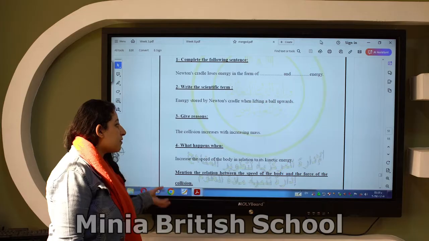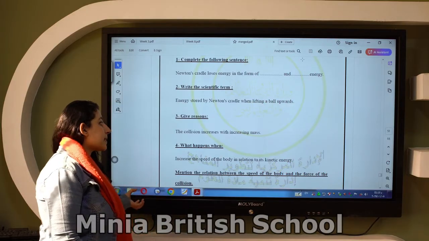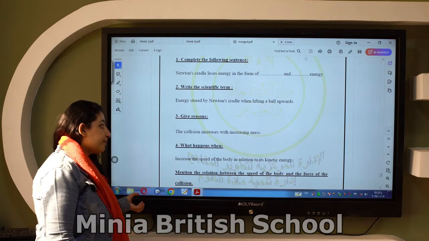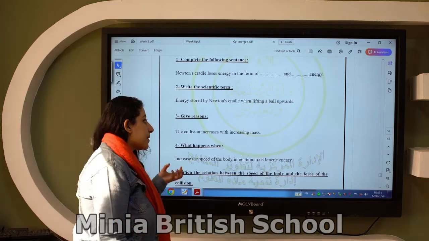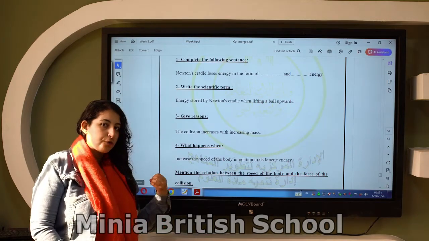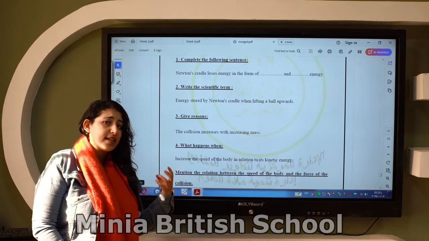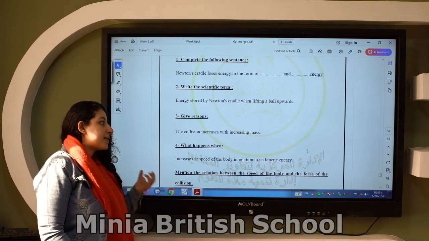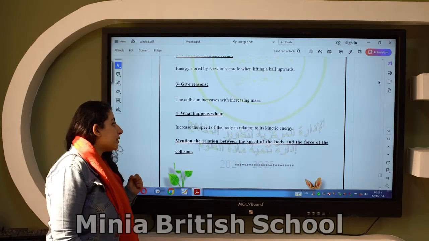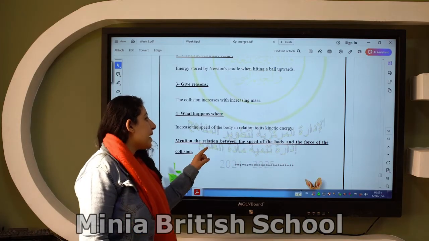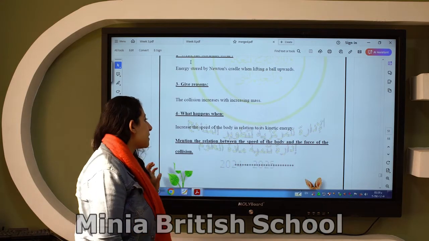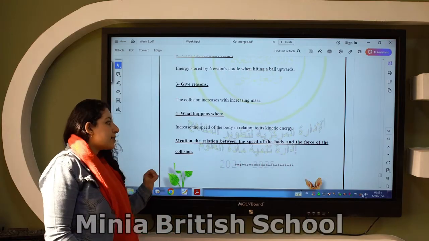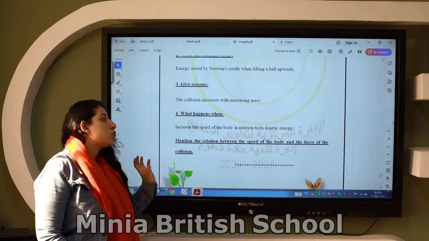Give reasons. The collision increases with increasing the mass. Why? Because by increasing the mass of objects, the force of collision increases, so it causes more damage and more risks. What happens when we increase the speed of the body in relation to its kinetic energy? The kinetic energy will be increased also.